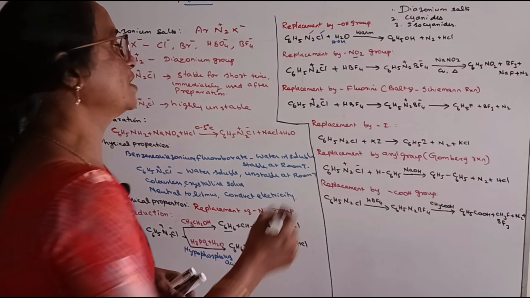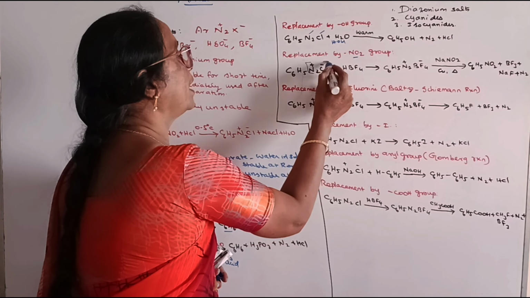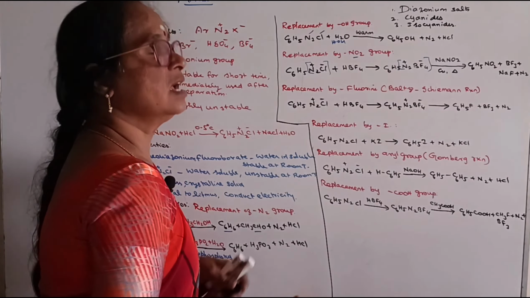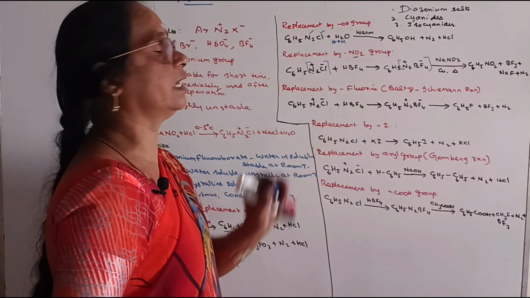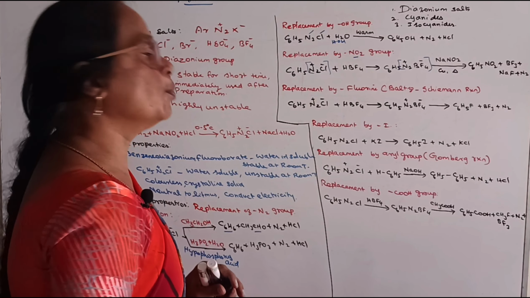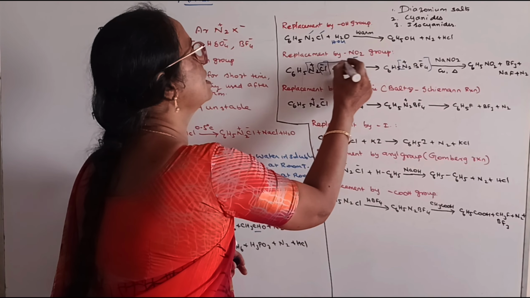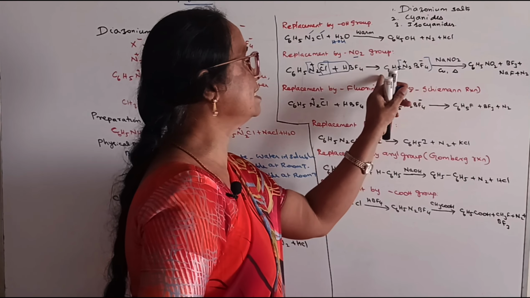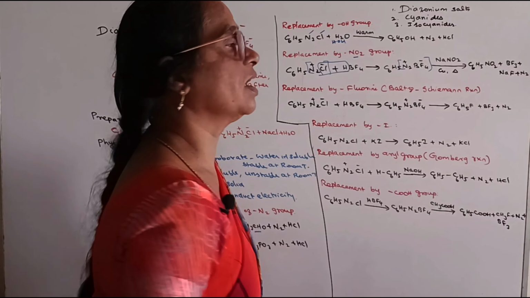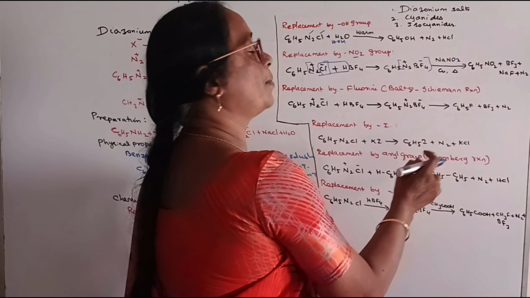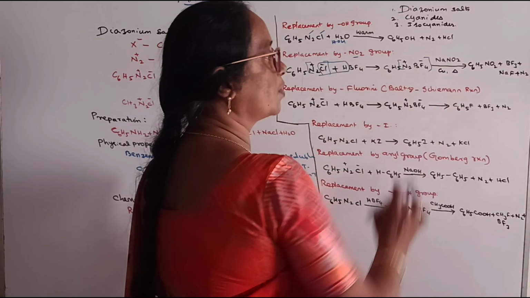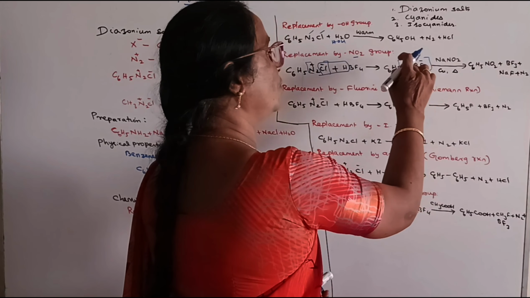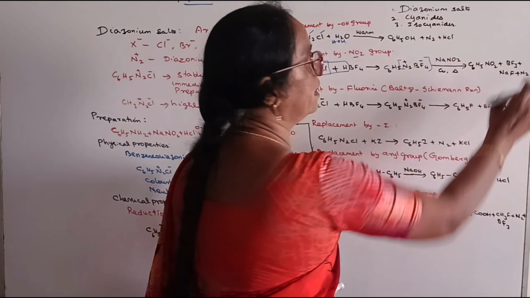The next one, replacement by the NO2 group. For this, first the diazonium chloride is converted into diazonium fluoroborate by treating with HBF4, hydrofluoroboric acid, in which hydrogen chloride is removed, and hence we get benzene diazonium fluoroborate. When it is heated with sodium nitrite in the presence of copper, it forms nitrobenzene, boron trifluoride, nitrogen and NaF.